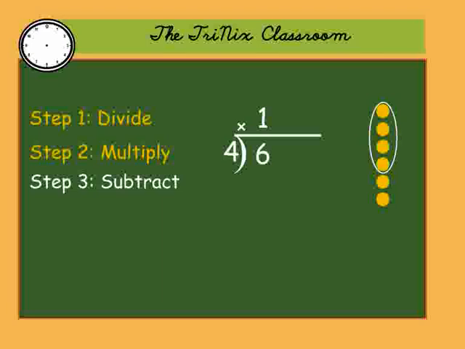We will multiply the divisor by the quotient, and 4 times 1 gives us 4. We place our 4 below the line and move on to step 3, subtract. When we subtract 4 from 6, the answer is 2. 2 is a smaller number than 4, and so we cannot get any groups of 4 out of 2. Therefore, 2 becomes our remainder. Our final quotient is 1 remainder 2.